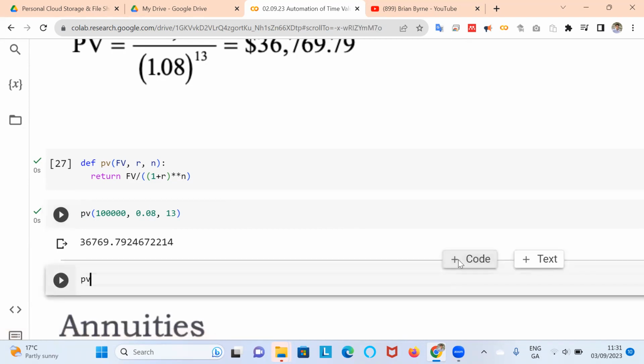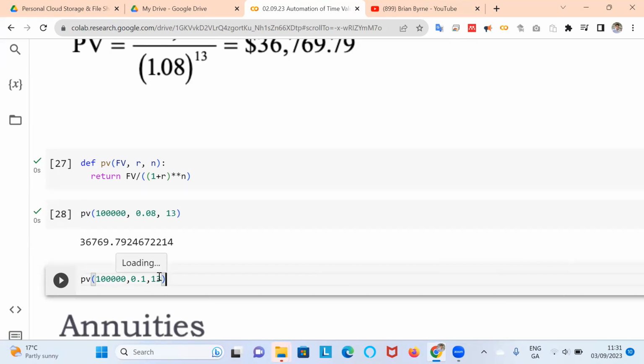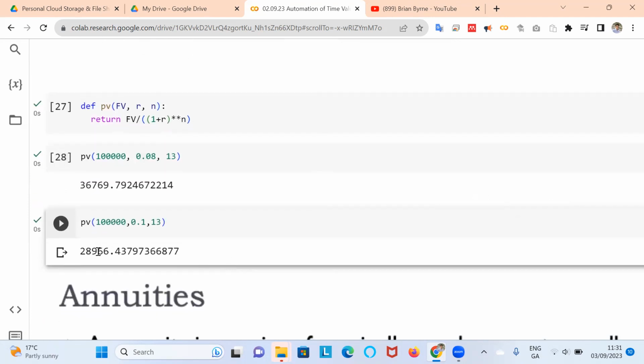Easily, we could do the same again. We could ask the what-if question. What if it's, again, $100,000 and the rate of interest is not 8%, but 10%? That means that we earn more interest per year. And again, it's for the 13-year period. How much money do I require today so that in 13 years' time, investing at 10% per year, we have $100,000 available at the end of that term? And that would be 28,966.